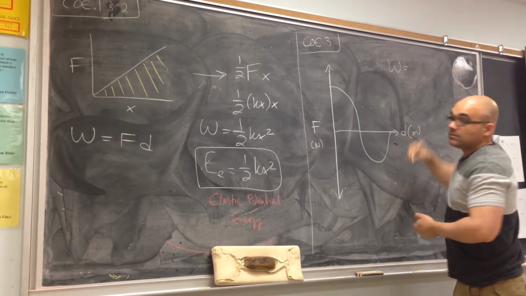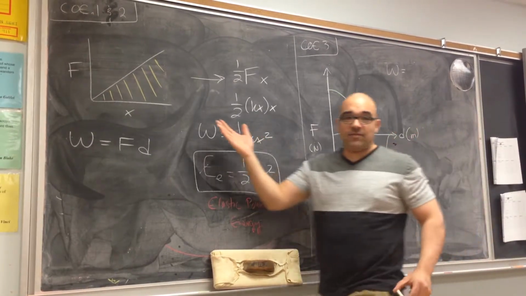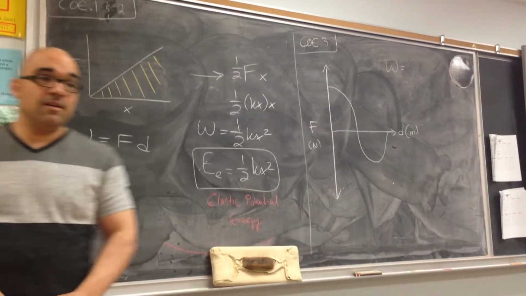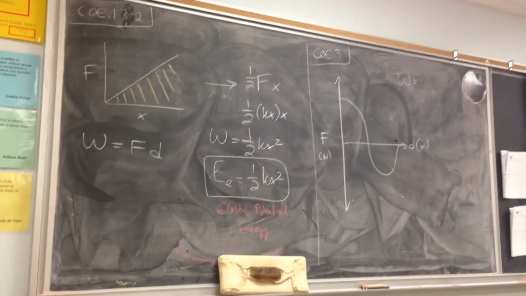The slope of the tangent? Not the slope of the tangent. What property of the graph gave us work? Oh, the area. Yeah, the area. Because it's the force times that distance, okay?